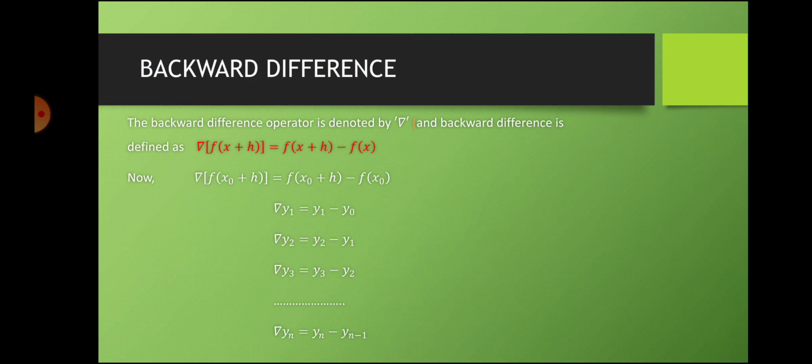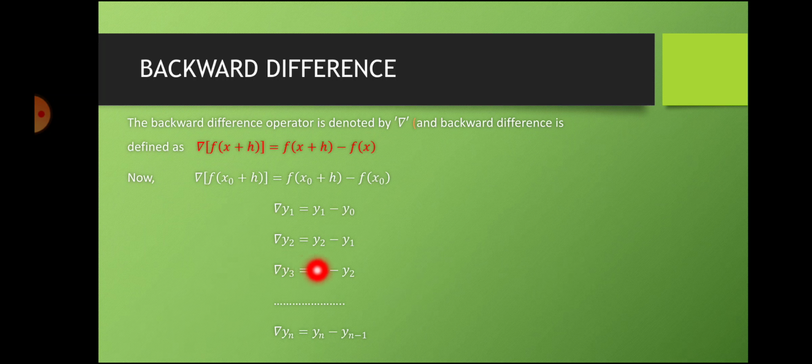Let us see what is meant by backward difference. The backward difference operator is denoted by del, and backward difference is defined as del f of x plus h equals f of x plus h minus f of x. Now del f of x0 plus h equals f of x0 plus h minus f of x0. Del f of x0 plus h is nothing but y1. Del y1 equals y1 minus y0, meaning second entry minus first entry.